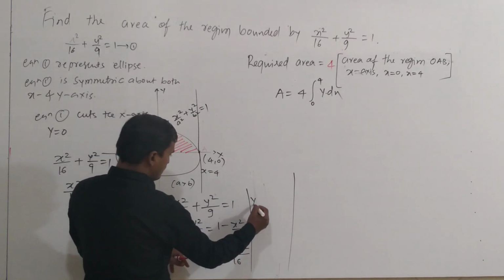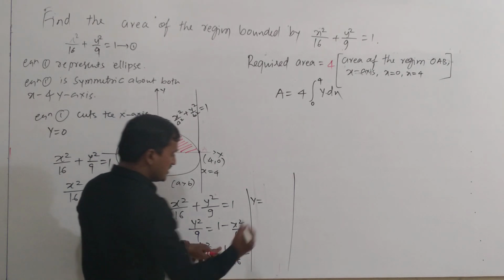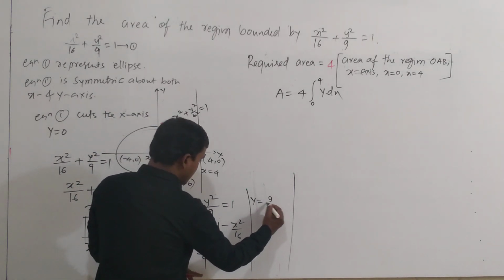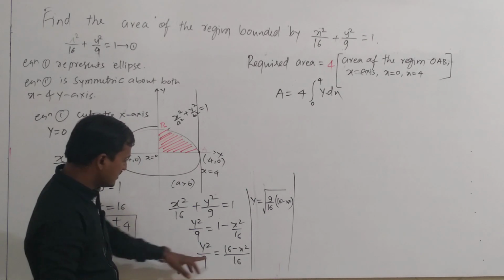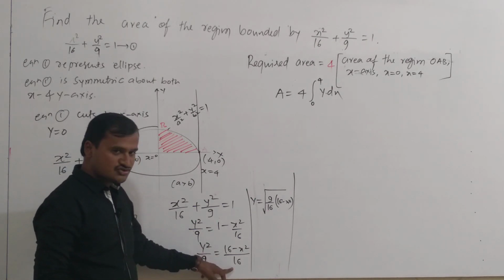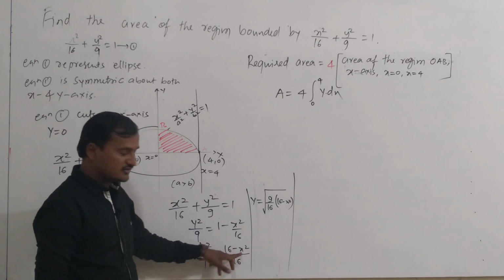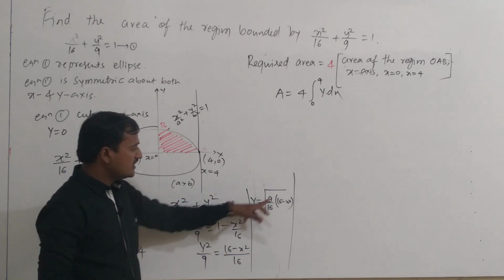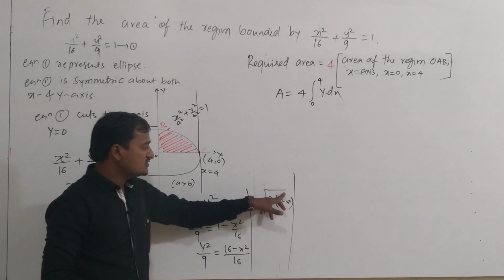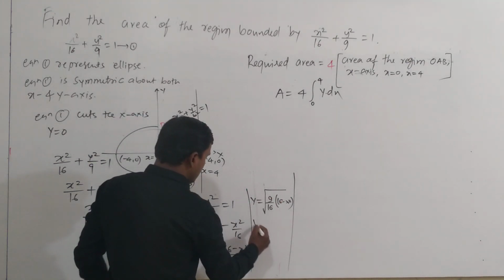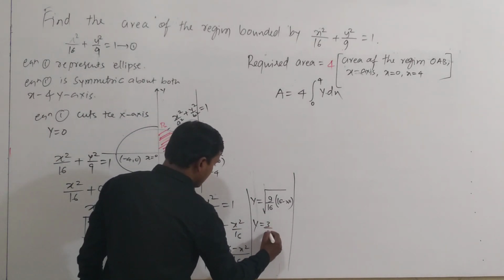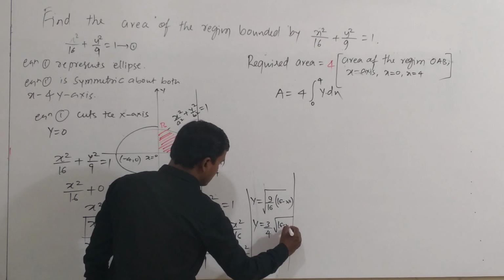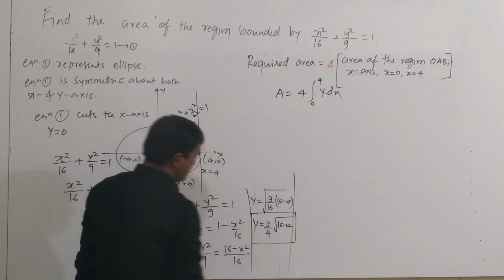So therefore y is equal to, take this 9 to this side, so clearly this becomes 9 divided by 16 into 16 minus x square. So I have taken 9 to this side, 9 upon 16, and here it is 16 minus x square. Clearly here it is y square, so to get the value of y, I should take the root. So what is the value of y? The root of 9 is 3, so 3 divided by 4 into root of 16 minus x square. So this gives the value of y.